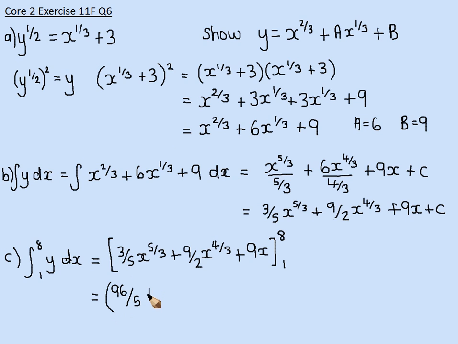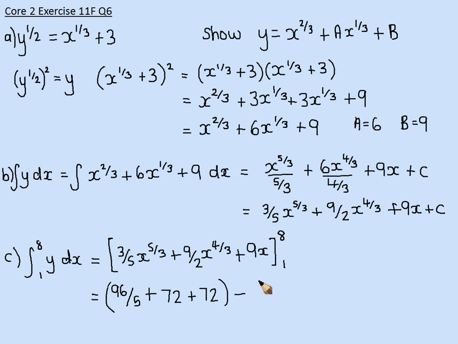Now you can see why Core 2 is a calculator paper. Cube root of 8 is 2. 2 to the power of 4 is 16. 16 times 9. Yeah, I'm just going to get the calculator at this point. So 16 times 9 is 144. So 144 over 2 is going to be 72. And then 9 times 8 is 72.